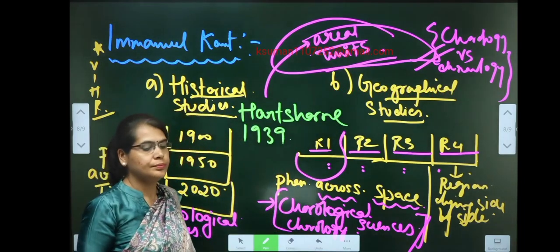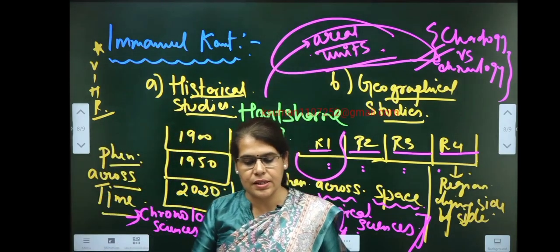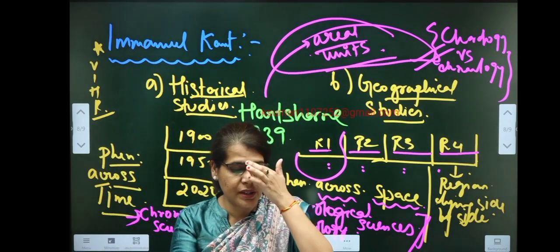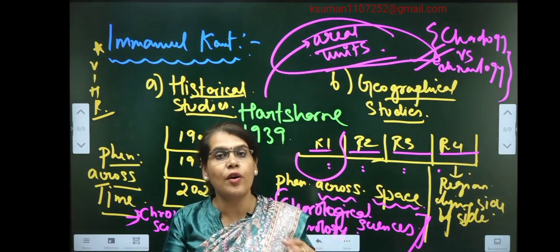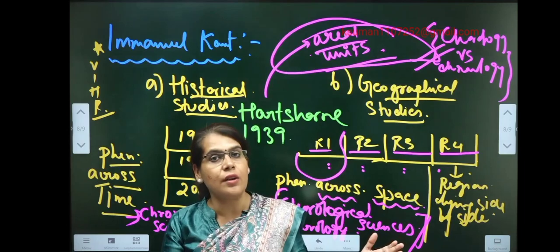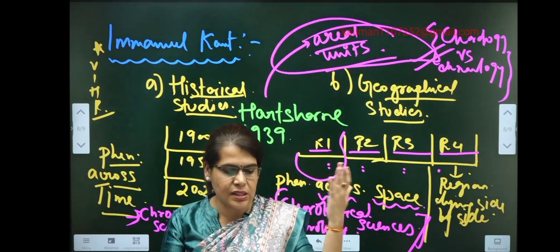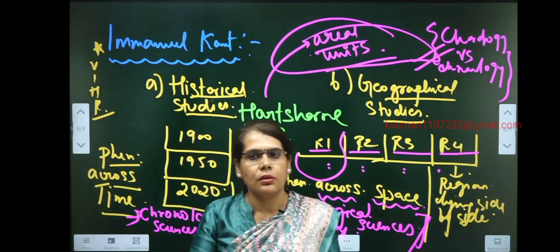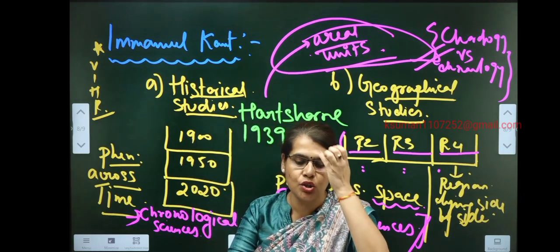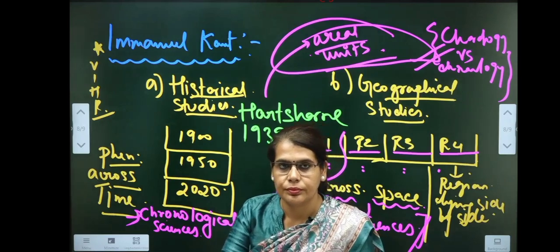Hartshorne in the 1930s. So I'm repeating it again. Geography and history fill up the entire circumference of our perceptions. Geography, that of space, and history, that of time. So the idea was reiterated by Hartshorne.